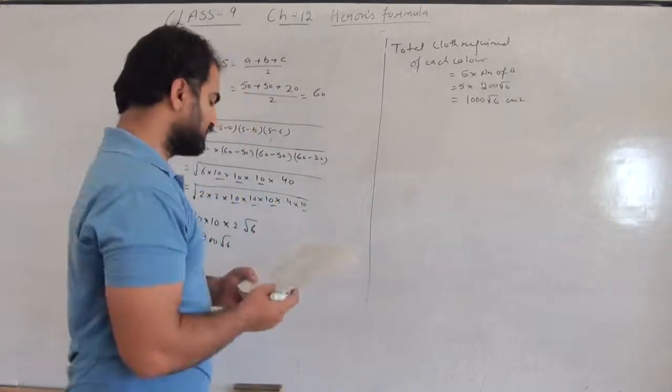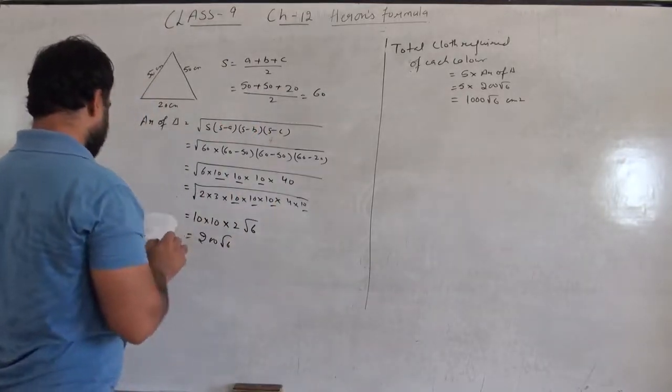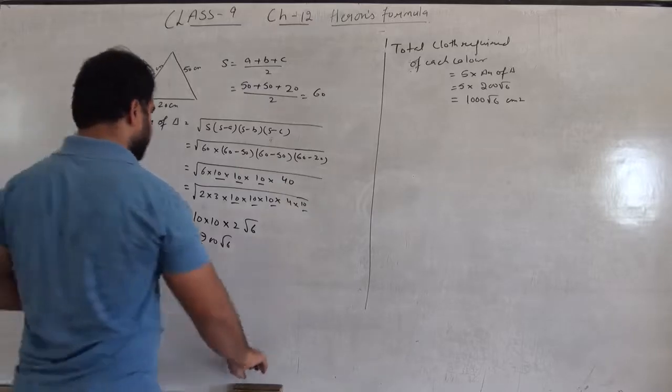Okay, next is question number 7. A kite is in the shape of a square with a diagonal of 32 centimeter.